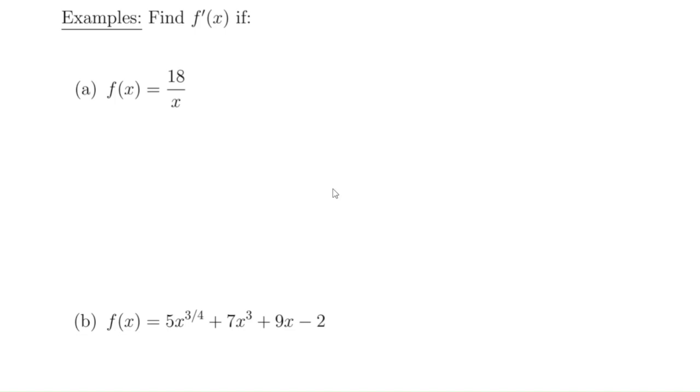How would we find the derivative of something like 18 over x? Well, we can rewrite this as 18 times 1 over x, but that's the same thing as 18 times x to the minus 1 power, because x to the minus 1 is like 1 over x to the positive 1, right? 1 over x. So we're going to rewrite 18 over x as 18 times x to the minus 1.